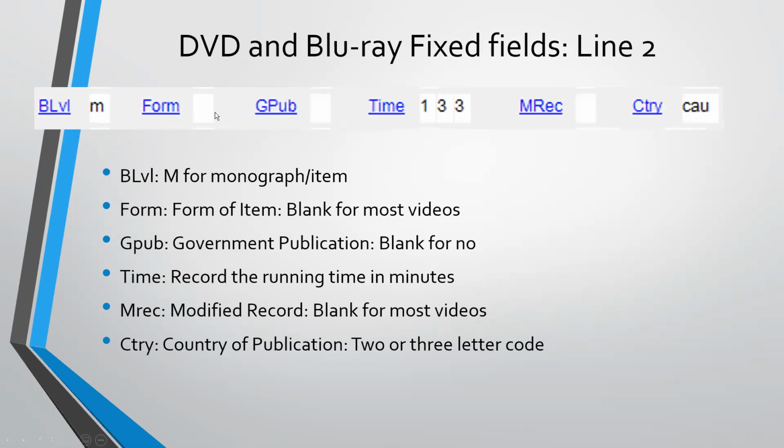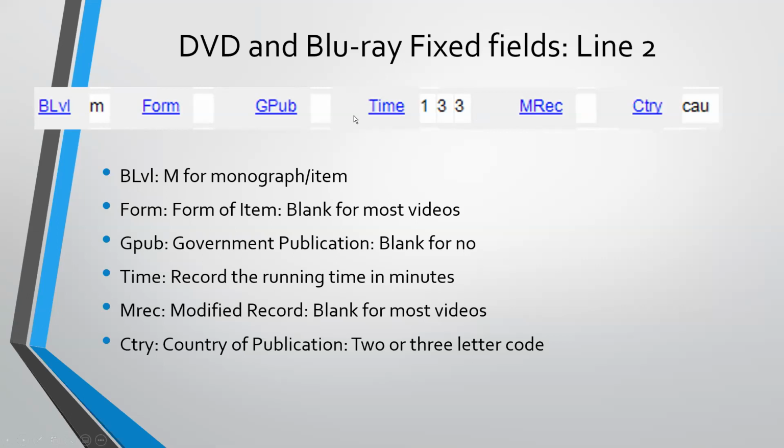Form of item is going to be blank for most videos. GPub is government publication. In this case, we've got blank for no, but there's also options like S for state governments, F for federal governments, I for international organizations, and I think L for local governments. So you might have some kind of video produced by a different level of a government.